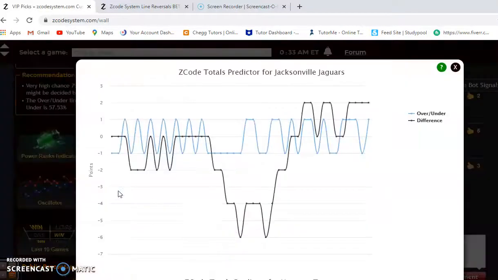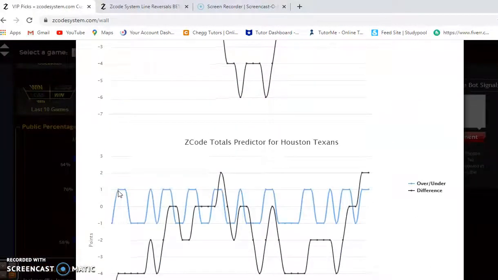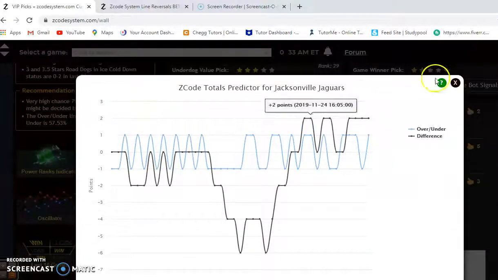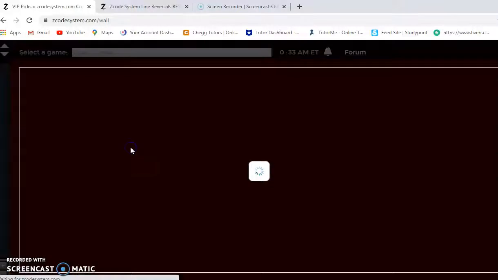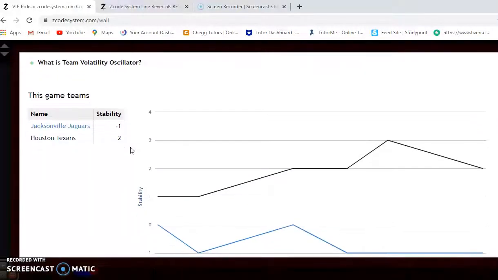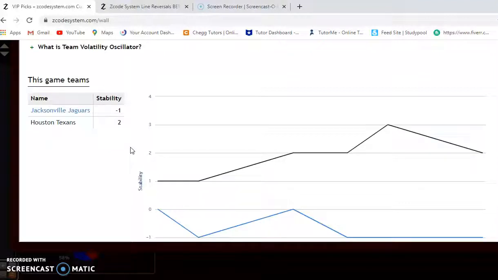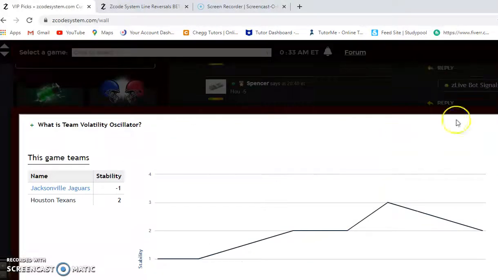If you're looking at the over and under, Jacksonville is playing in games trending over, as is Houston. So again, it's a good idea to bet the over on this one. How consistent are the two teams considering their favorite underdog status? Well, you can see here, again, here's a team that is not very stable at the moment. Jacksonville at -1, Houston more stable at +2.